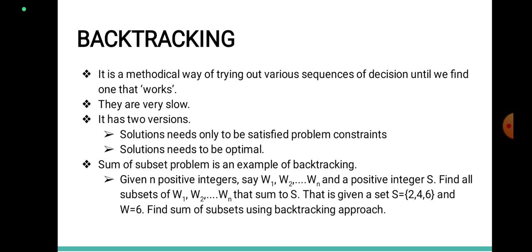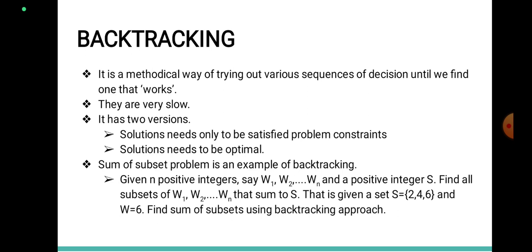Next method is backtracking. It is a methodical way that tries out various sequences of decisions until we find one that works. Actually it is a very slow method. It has mainly 2 versions: one is where the solution needs only to satisfy problem constraints, and the next is where the solution needs to be optimal. One example of this backtracking technique is the sum of subset problem.